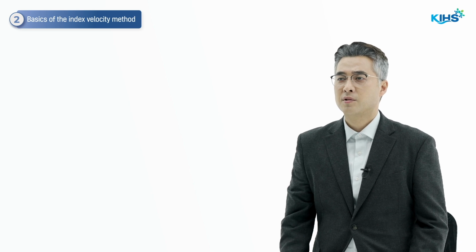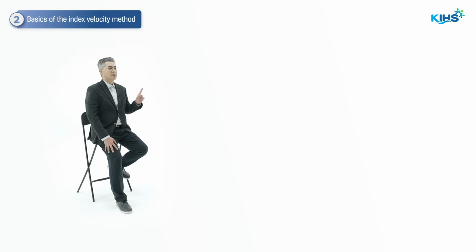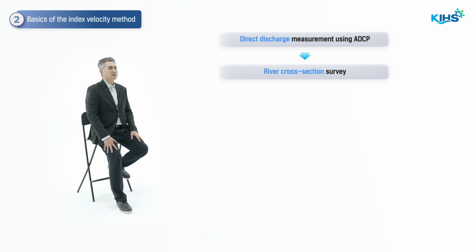Now, let us introduce the procedure for estimating discharge using the index velocity method. The first step is to measure actual discharge using instruments such as ADCP. This step provides reference discharge data for the river cross-section. The second step is to establish the stage-area relationship through cross-sectional surveying. This defines how the cross-sectional area changes as the water level varies.